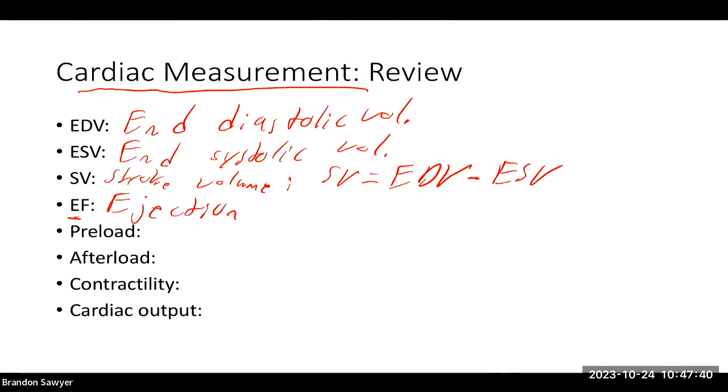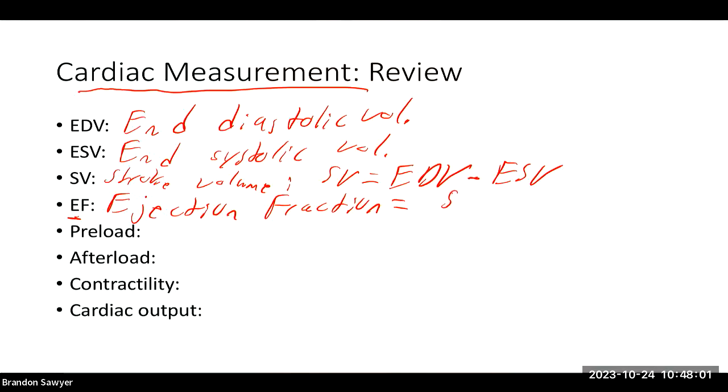All right, so ejection fraction is going to be, does anybody know the equation for this one? This is pretty much like a percentage. So the percentage of blood that came out of the heart. Anybody remember this equation?